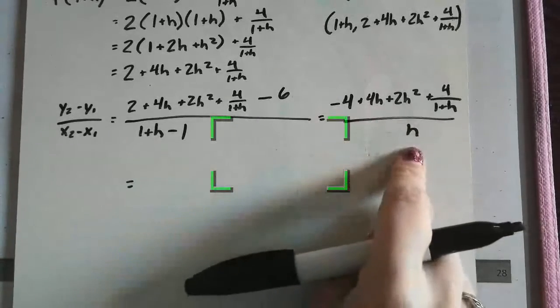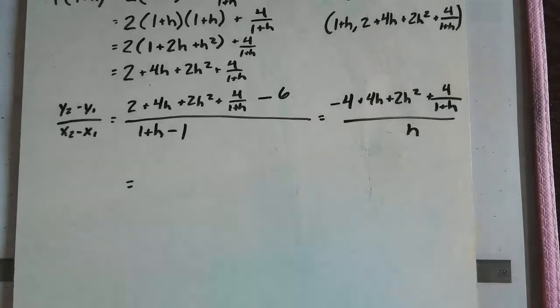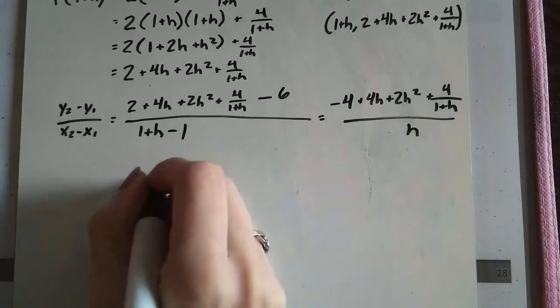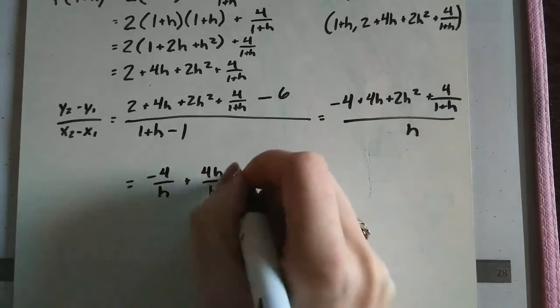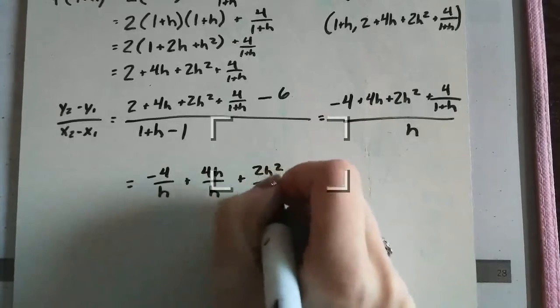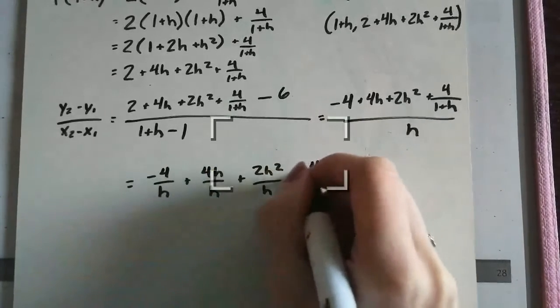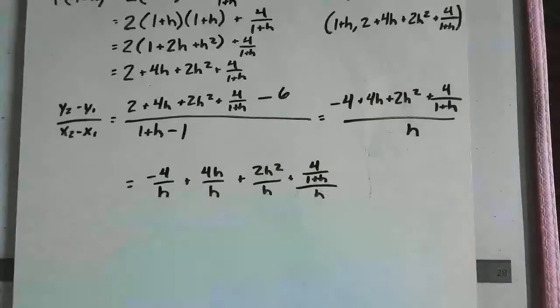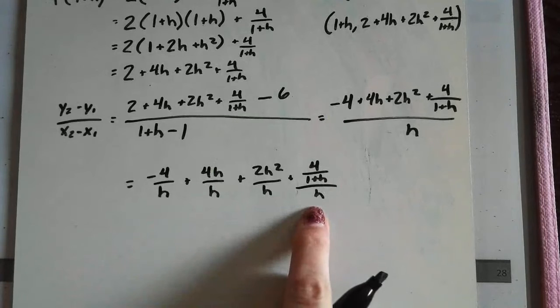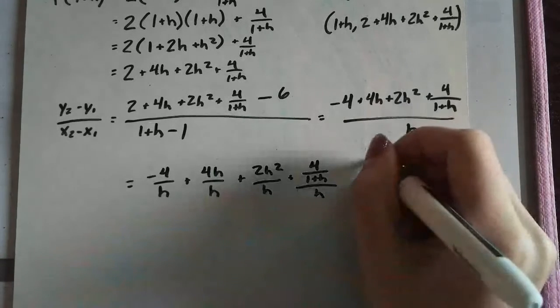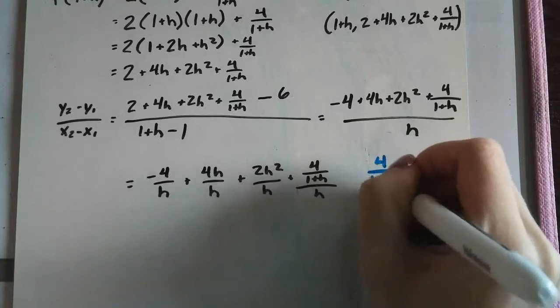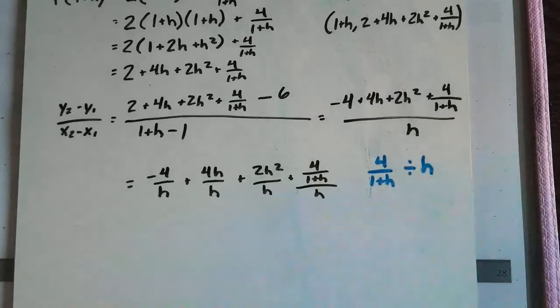Because all of these are over h, I can break them up into separate fractions, all with the denominator of h. So I have negative 4 over h plus 4h over h plus 2h squared over h plus 4 over 1 plus h over h. Well, what does this guy mean? 4 over 1 plus h over h? Well, mathematically, that means 4 over 1 plus h divided by h.